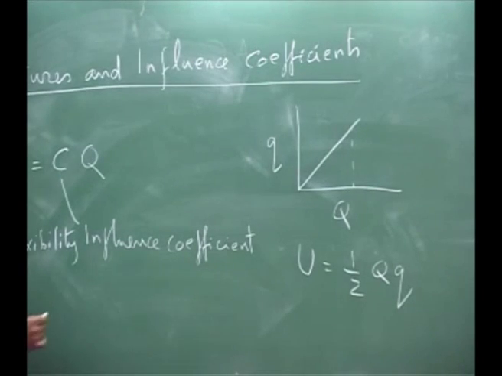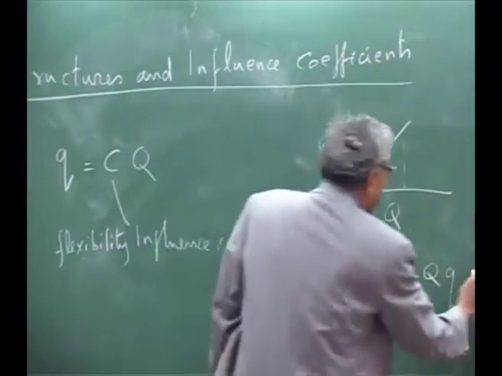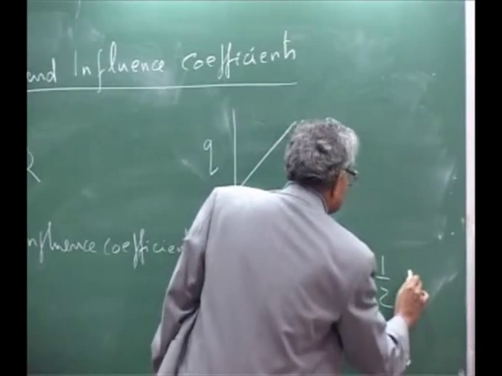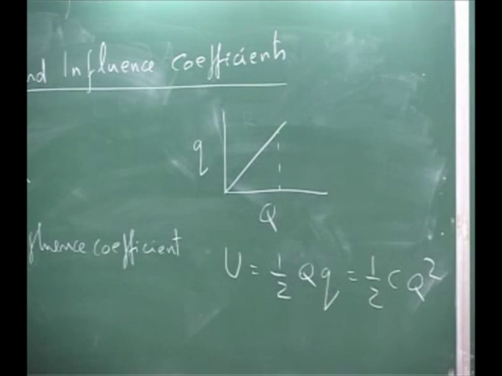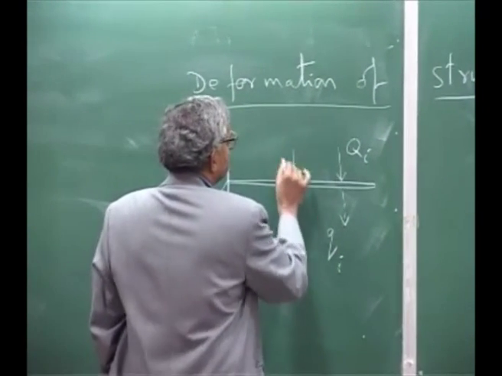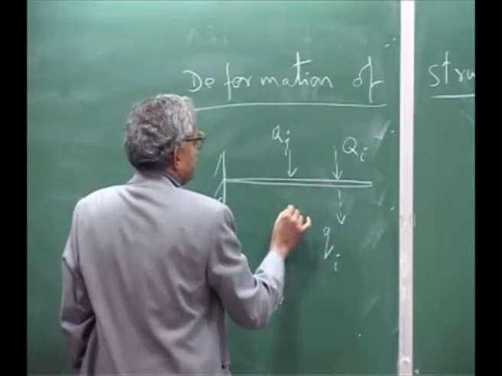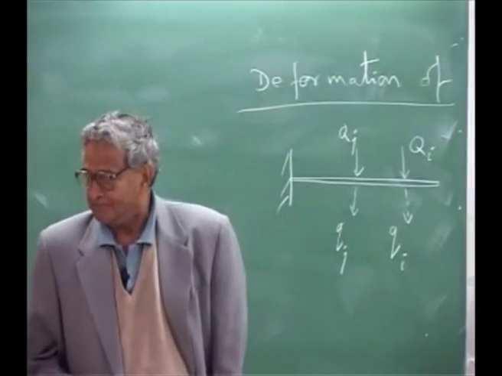You can substitute for this and you will write it as half C q square. This is one way of writing the whole thing. Now this is for simple single load, very basic thing. Now if you have more number of loads, it's not just only one, you may put qi, you may have another one like qj, like that. You have several loads.